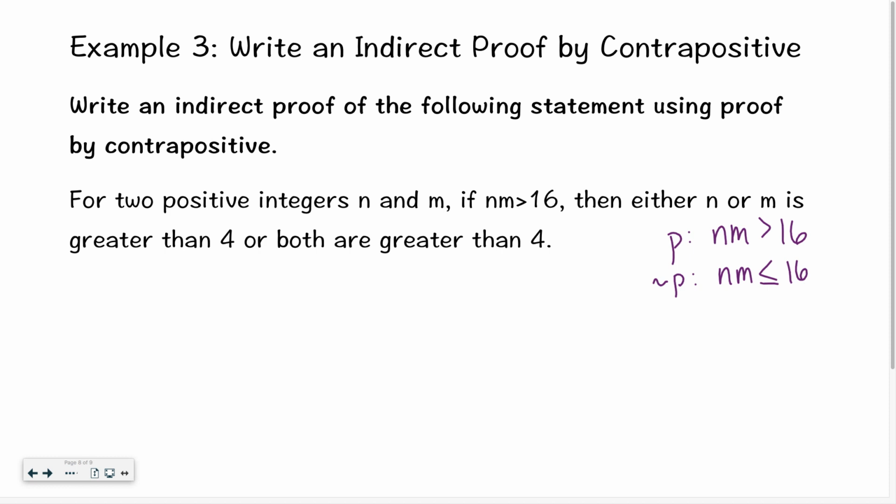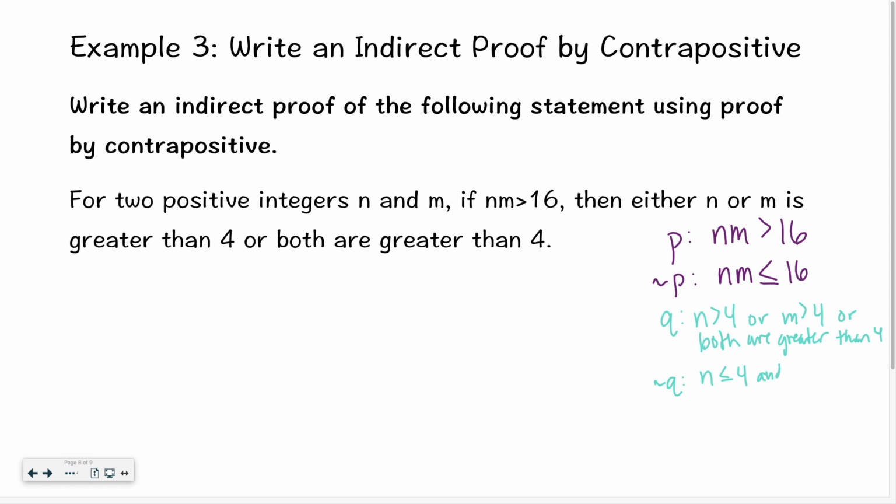For my Q statement, either n or m is greater than 4, or both are greater than 4. So Q would be n is greater than 4, or m is greater than 4, or both are greater than 4. So my not Q would be n is less than or equal to 4.